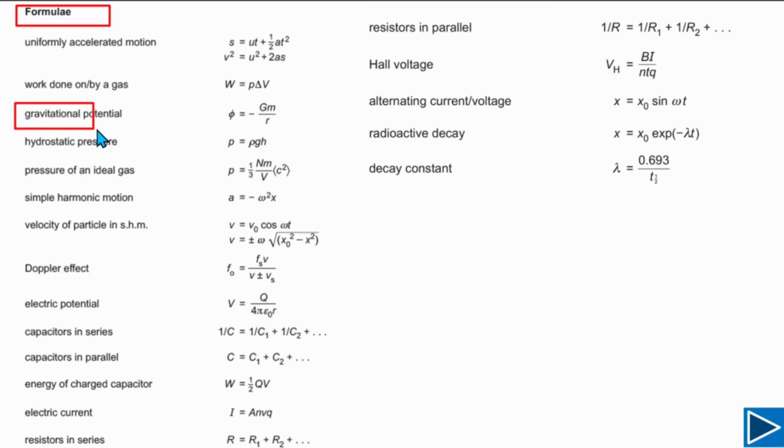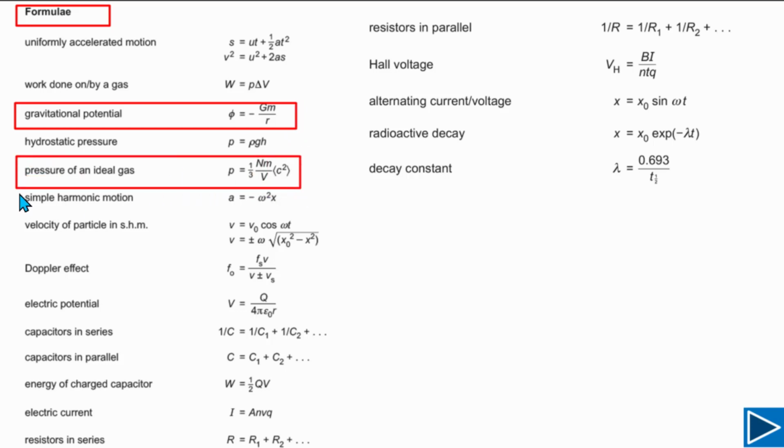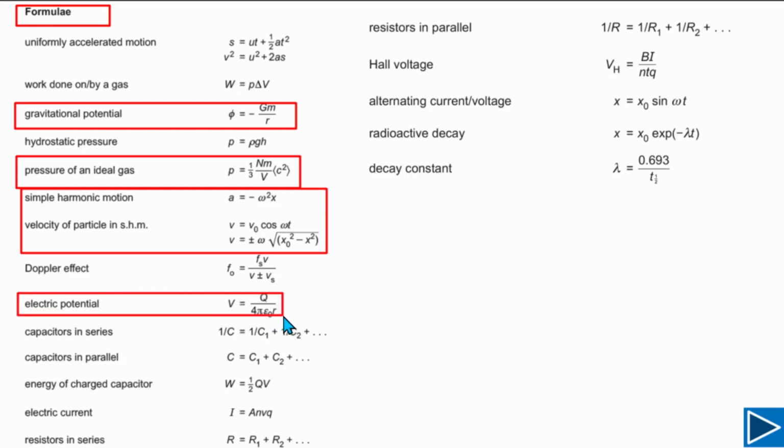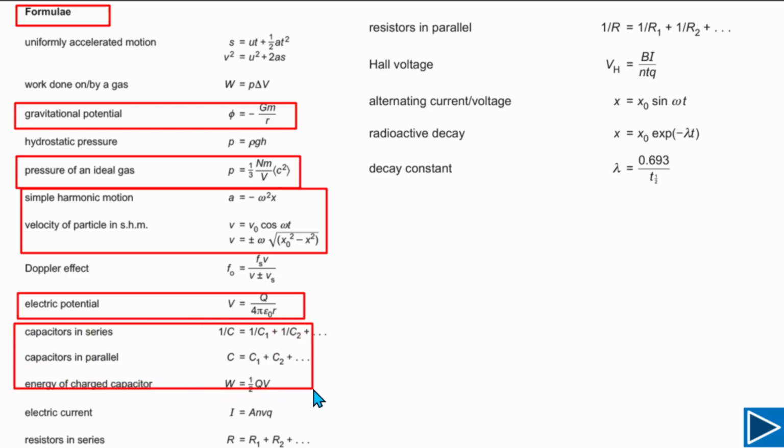The first formula for A2 physics is about gravitational potential, a very common one. Most of the time you will need this one for question number 1. The next formula is from thermal physics, and the next two formulae are from simple harmonic motion, and the next one is from electric field, a very common one. You need this one for some calculations. The next three formulae are from capacitance, a very common one. You will also need them for some calculations if there is any question about a capacitor.